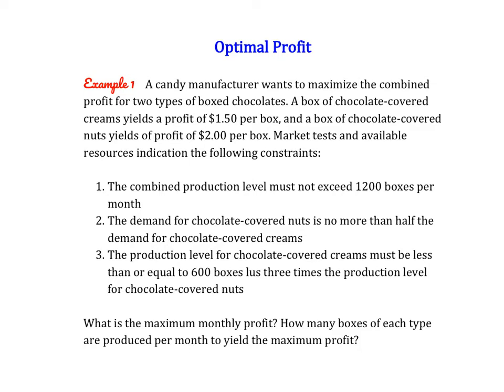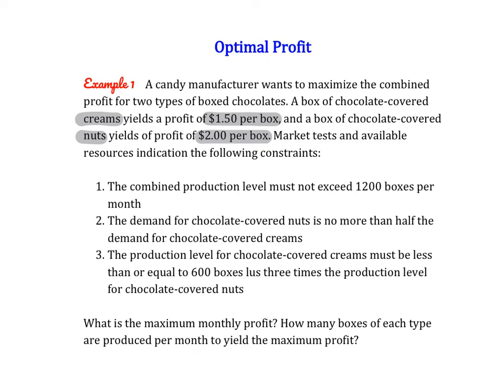So this says a candy manufacturer wants to maximize the combined profit for two types of boxed chocolates. A box of chocolate covered creams yields a profit of $1.50 per box, and a box of chocolate covered nuts yields a profit of $2 per box. Market tests and available resources indicate the following constraints.